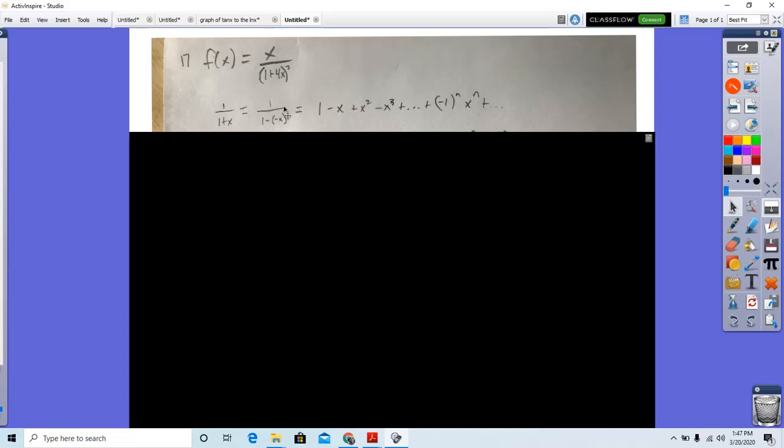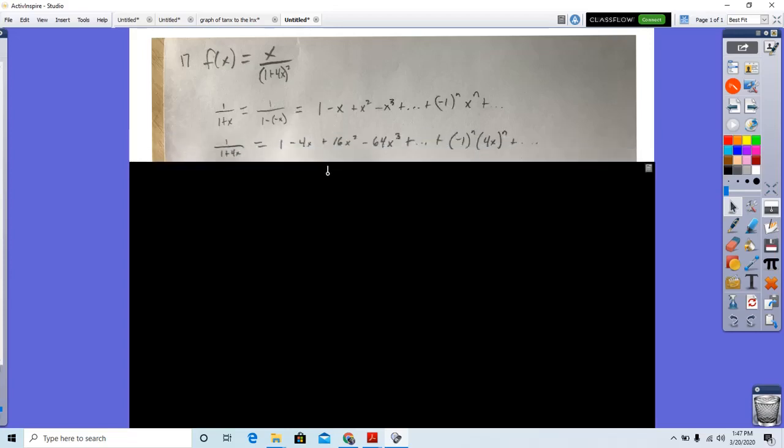So 1 over 1 plus x, that's like 1 over 1 minus negative x, and that turns into this alternating series, right? You're basically plugging negative x in for all the x's in that geometric series. Okay, got the general term here. And then the next step for me was, okay, I want that x to actually be a 4x. So 1 over 1 plus 4x. To do that, I just plug 4x in where those x's are now, or negative 4x, I guess.